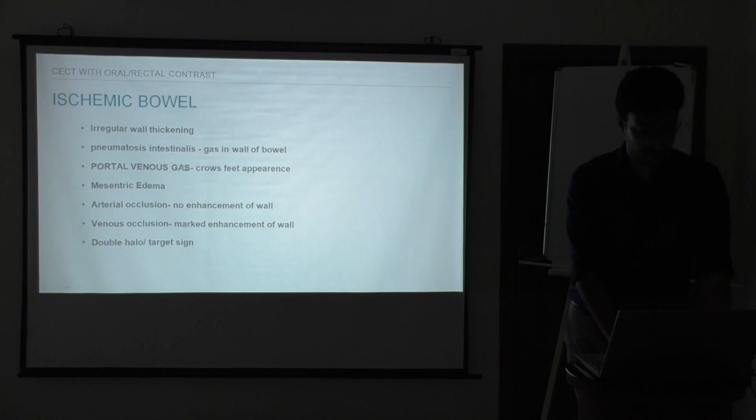The most important one, I feel, is portal venous gas, because it can be easily picked up, and when you see it there is no second question, go in. When you see this, you can contact the surgeon immediately and prepare the OT. One more important thing, like I said, is the double halo sign, target sign, and pneumatosis intestinalis. I think these three are the most important signs, which I am going to display in the next slides.